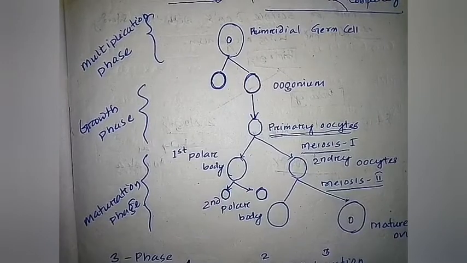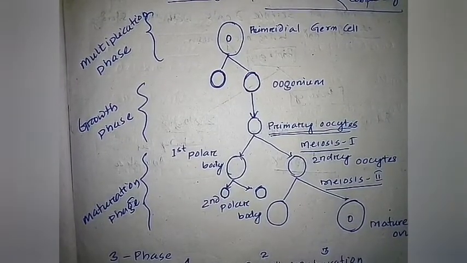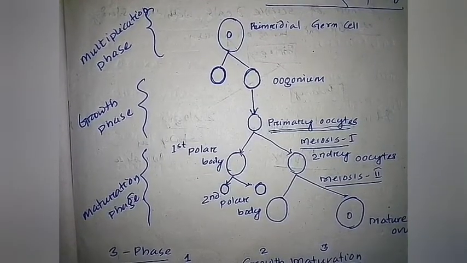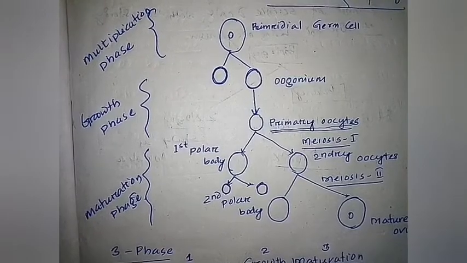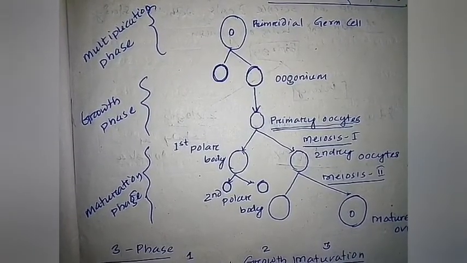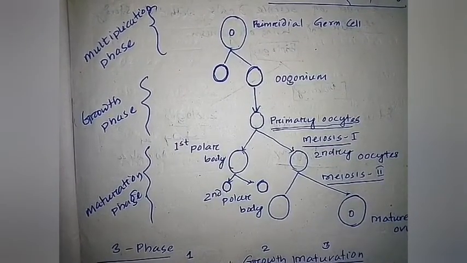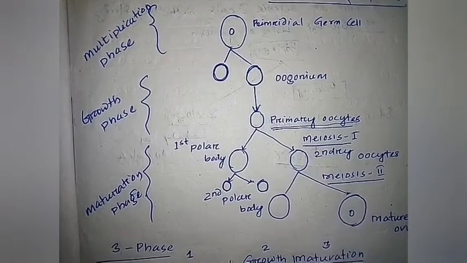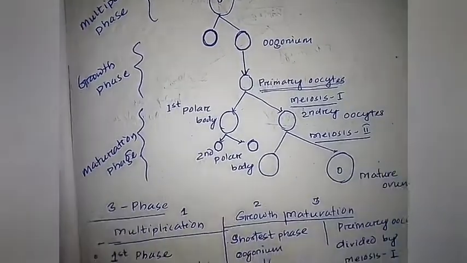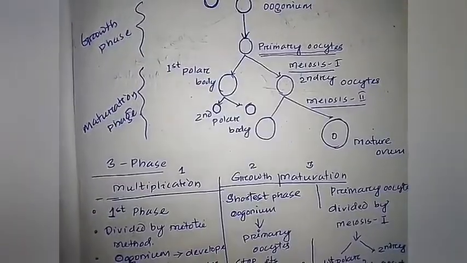After that, the oogonia stop dividing and start to grow by absorbing nutrients and minerals from the wall of the ovary, and then we call it the primary oocyte. Then the primary oocyte goes to the next phase, which is called the maturation phase. In this phase the primary oocyte divides into two cells. One is called the first polar body, and the other is called the secondary oocyte.